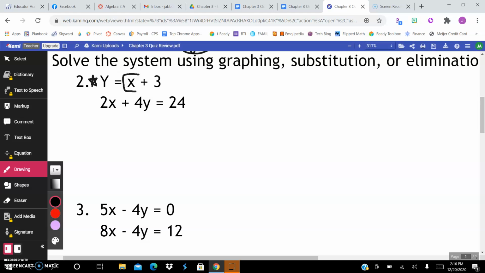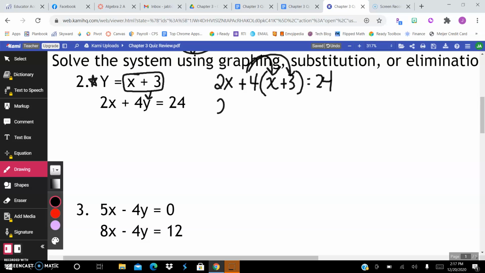This one is y equals x plus 3. So wherever there's a y, we're going to put x plus 3. So I'm going to have 2x plus 4, and that y is going to be replaced with x plus 3. Notice I didn't keep the y, I replaced it, or I substituted it, for x plus 3. Now we have to simplify, so we're going to do distribution here of the 4. 4 times x would give us 4x, and 4 times 3 is going to be 12. Then we're going to combine like terms, so 2x and 4x would make 6x plus 12.